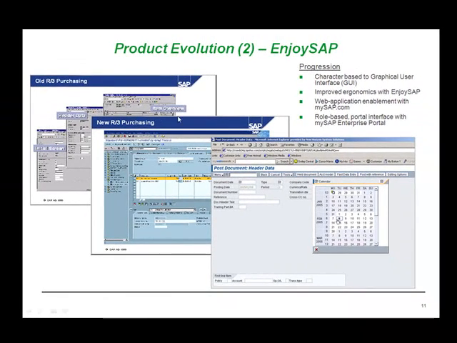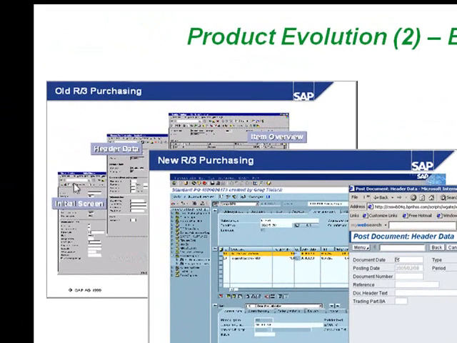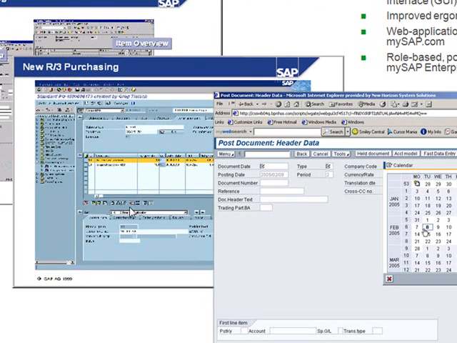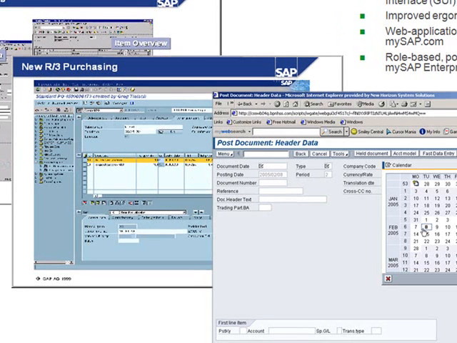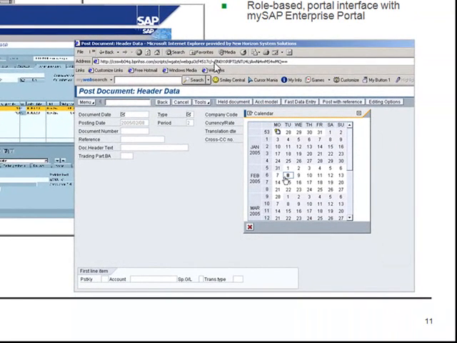Here is another view of how their product has evolved. The original product screens looked something like this, an old purchasing screen, grayish in color. It's character based. In the late 1990s they came up with a product called mySAP.com or Enjoy SAP with a lot more graphical user interface and a lot more office integration. Lately they have been playing around in the web market, with the same screens enabled via web. That's how the software product has evolved from left to right.